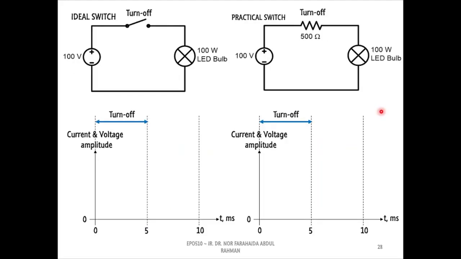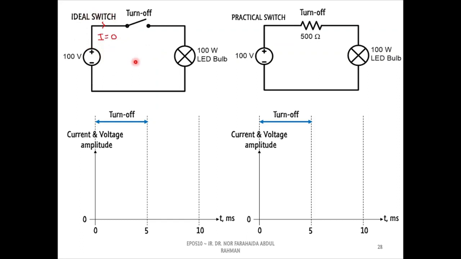These two figures show the equivalent circuit of the power switch during the off state. The left circuit refers to an ideal power switch, and the right circuit is a practical power switch. In an ideal condition, the inner resistance of the power switch is infinite. Hence, we can consider the power switch to act as an open switch during turn-off. Hence, no current can flow through it.